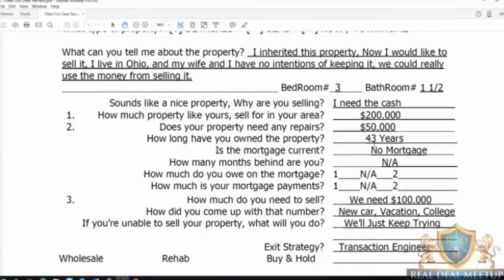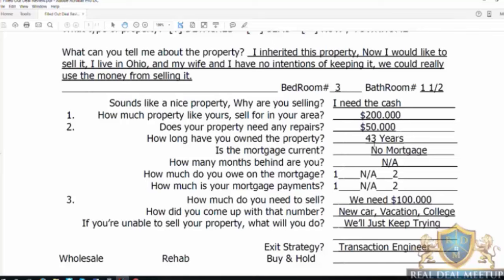But you want to find out how many months behind the seller is if there was a mortgage, if they are behind on their mortgage. And how much do you owe on the mortgage? That's a question you need to know. It goes towards what other type of deal this could be. If this property had a mortgage on it and the mortgage payment was low, then it could be a subject-to type of deal. This could be a lease option type of deal. This could be a tenant placement type of deal. So the questions have a purpose when it comes to the final exit strategy for the deal, or multiple exit strategies for the deal.